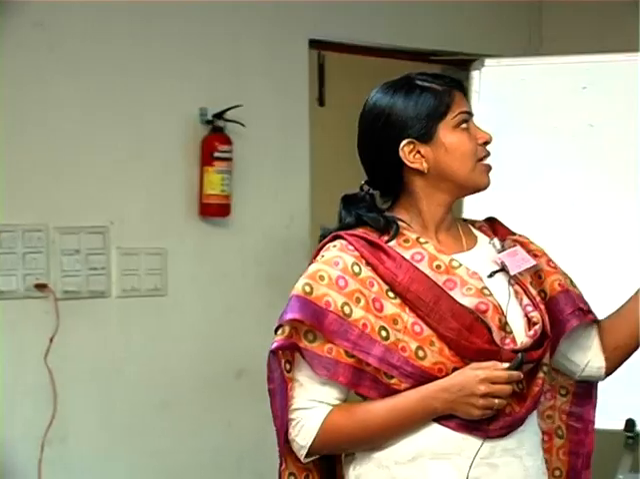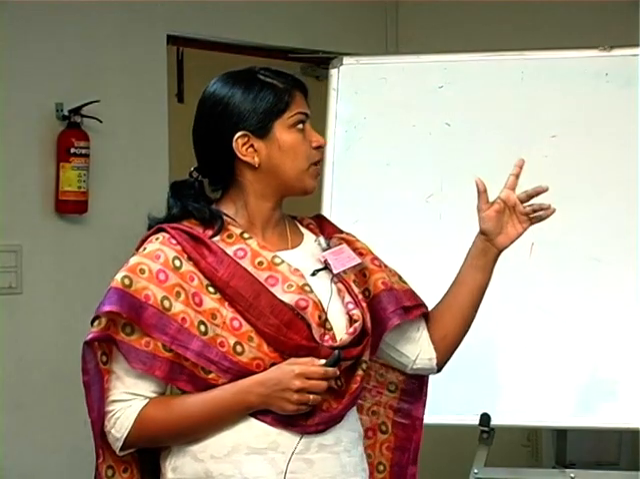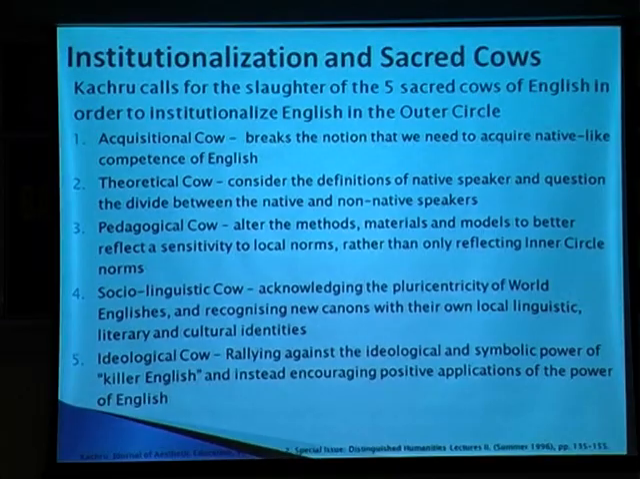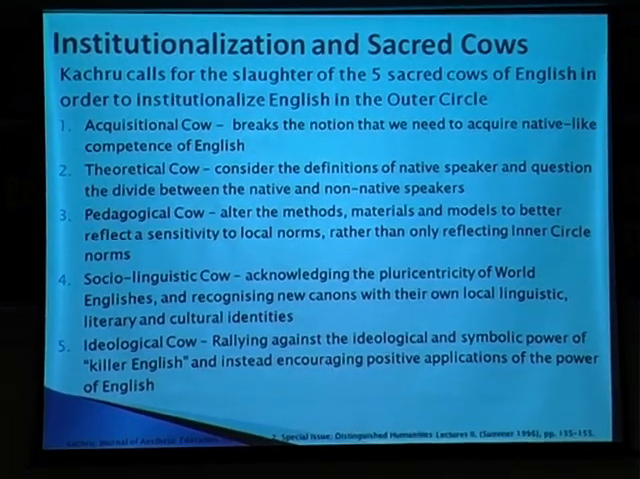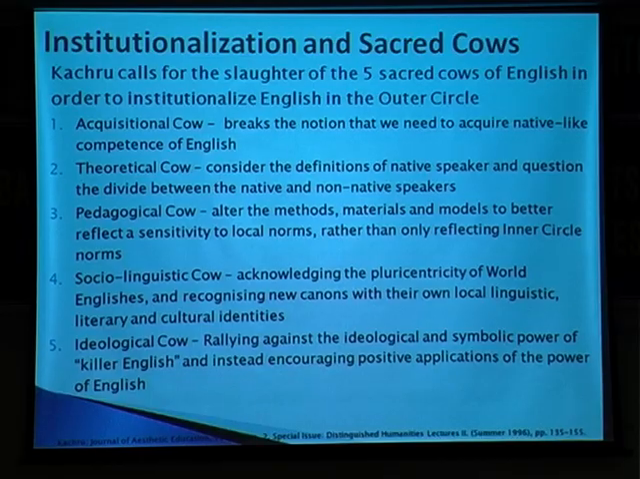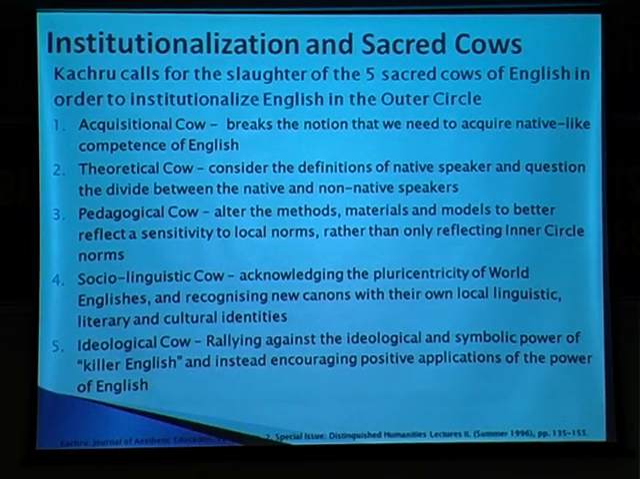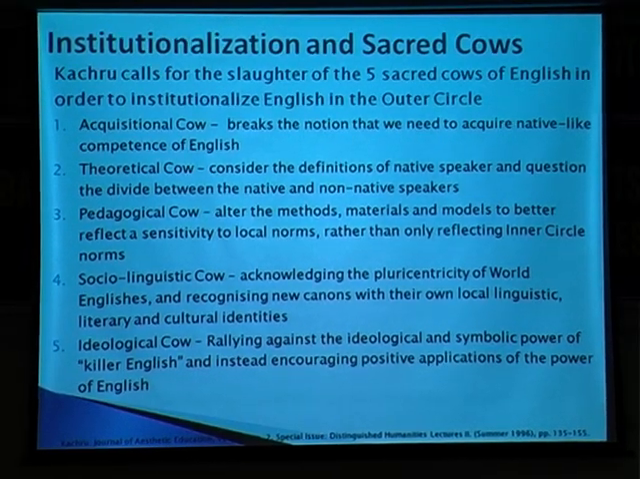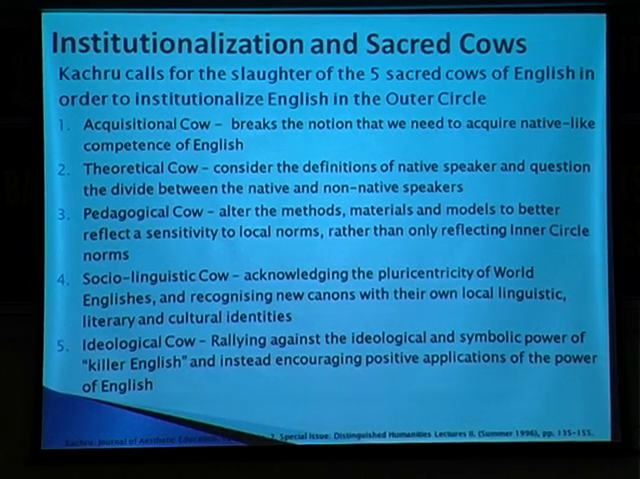Kachru calls for the sacrificing of these 5 sacred cows of English. These are the cows: acquisitional cow, theoretical cow, pedagogical cow, socio-linguistic cow, and ideological cow. So with regard to the slaughtering of the acquisitional cow, Kachru says we need to break the notion that we need to acquire native-like competence of English. That is unnecessary. That is his opinion.